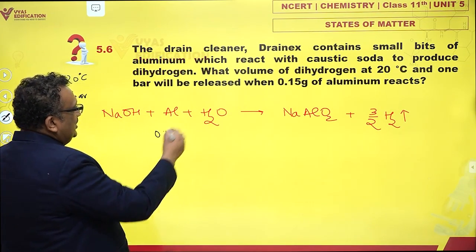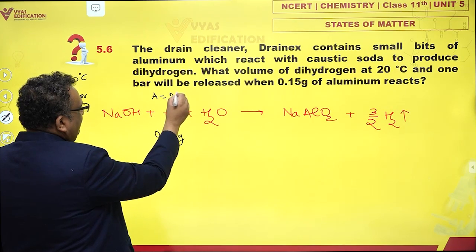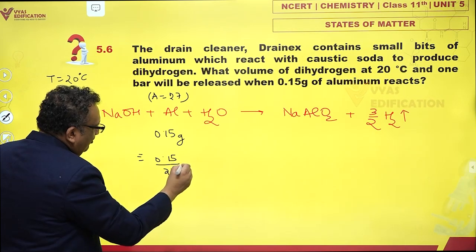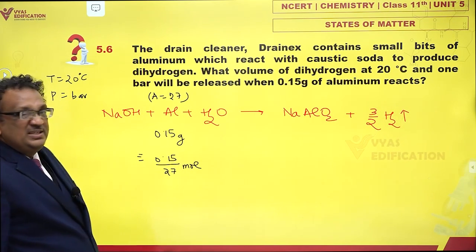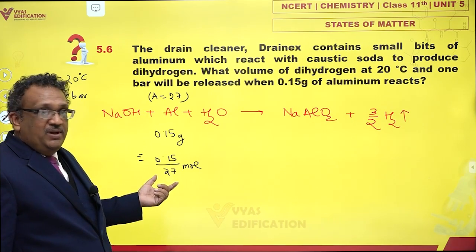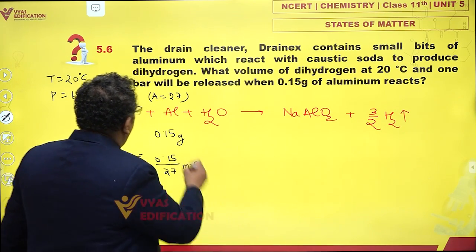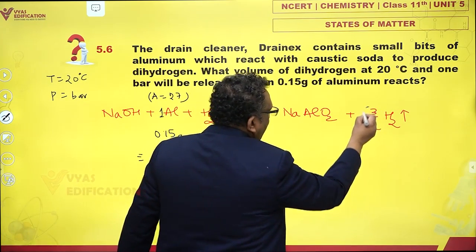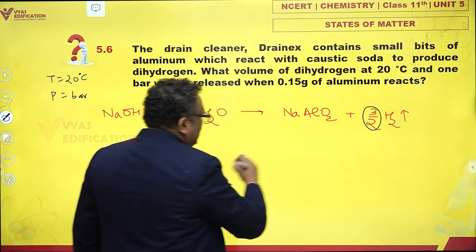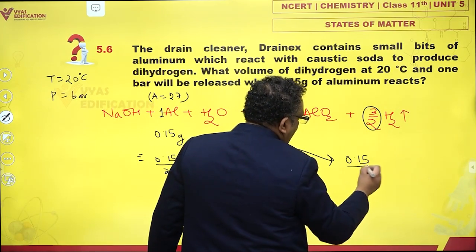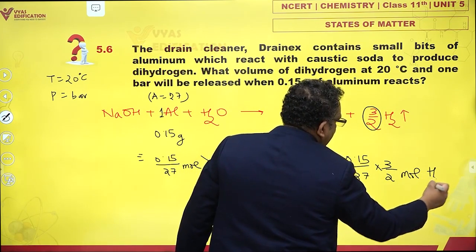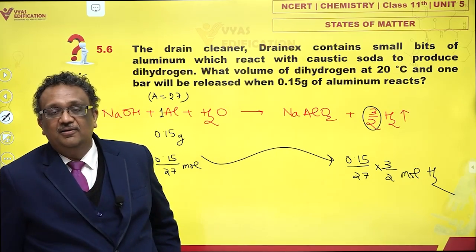But I'm given grams, and the atomic mass of aluminium is 27. So this is 0.15 upon 27 moles. Since the atomic mass of aluminium is 27, I have that many moles of aluminium. And 1 mole of aluminium gives me 1.5, or 3/2, moles of hydrogen. How many moles of hydrogen will be obtained? This 0.15 upon 27 into 3/2 moles of hydrogen gas would be liberated.